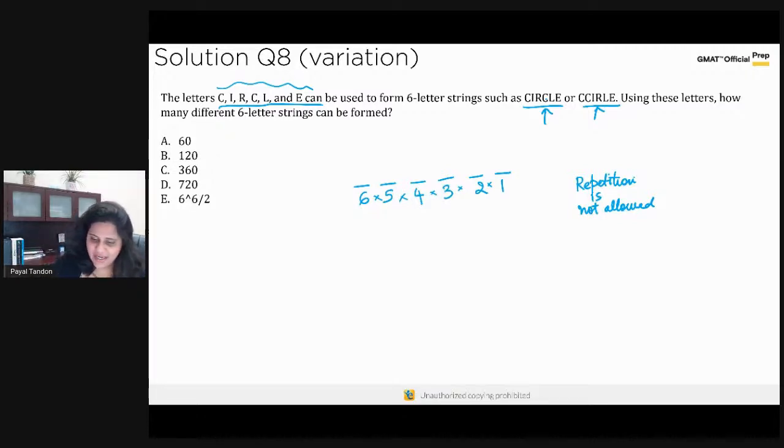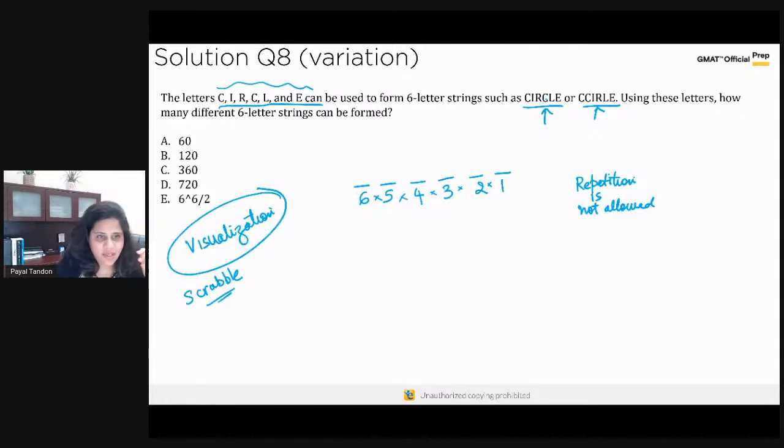Okay. Think about it. Let's say I have these letters. So imagine, and this is where you need to visualize. Visualization is very, very important. If you master the visualization skill, PNC questions will be very easy. Think about it. You visualize it. All of you have at some point in time played Scrabble, right? Okay, let's assume this is a game of Scrabble. You get these letters C, I, R, C, L, E, right?